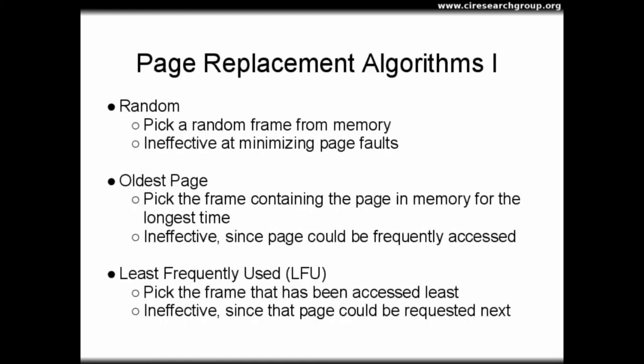The first classical page replacement algorithm we will consider is the random algorithm. Whenever a page swap is required, this algorithm simply picks a victim frame at random. In practice, this random selection often picks a page that will be needed in the near future, leading to another page fault in a short time period. As such, it is not effective for minimizing page faults.